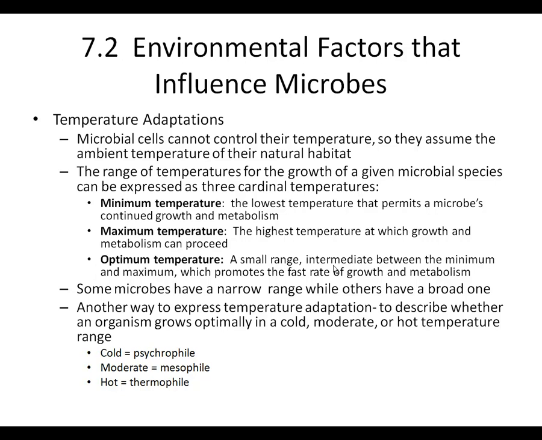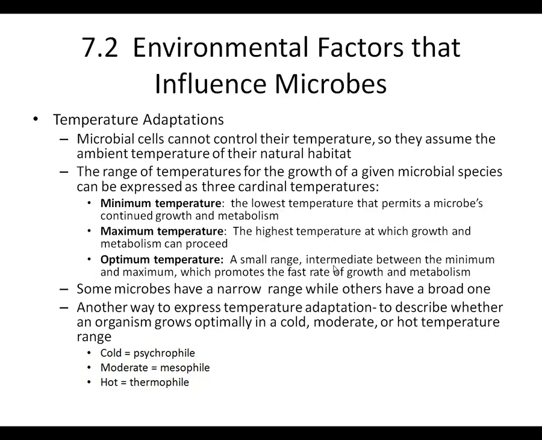You have a number of different environmental factors that are going to influence microbes. Temperature is probably the number one way to control microbes. Bacteria don't have homeostatic mechanisms that allow them to adjust their body temperature, or their cellular temperature, if you will. Because they can't control this, they assume the ambient temperature of their habitat. And if those temperatures are too high or too low, there's going to be some ill effect on those microbes.